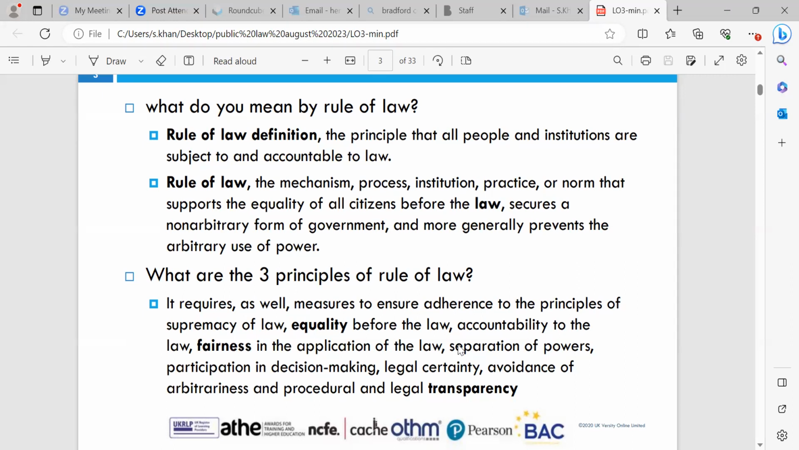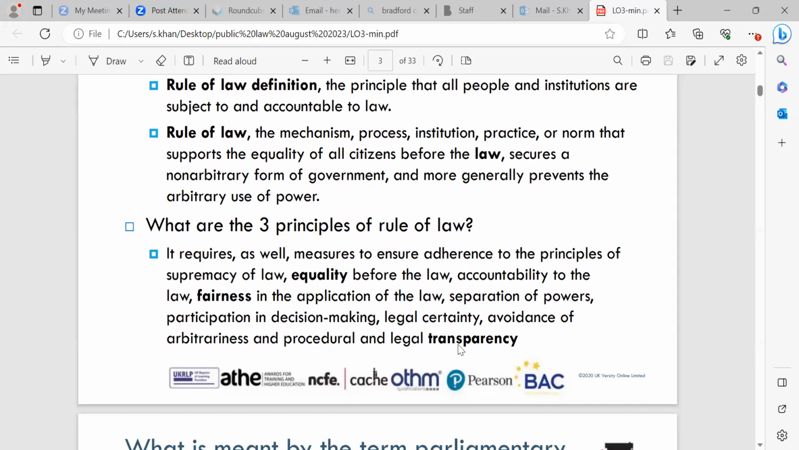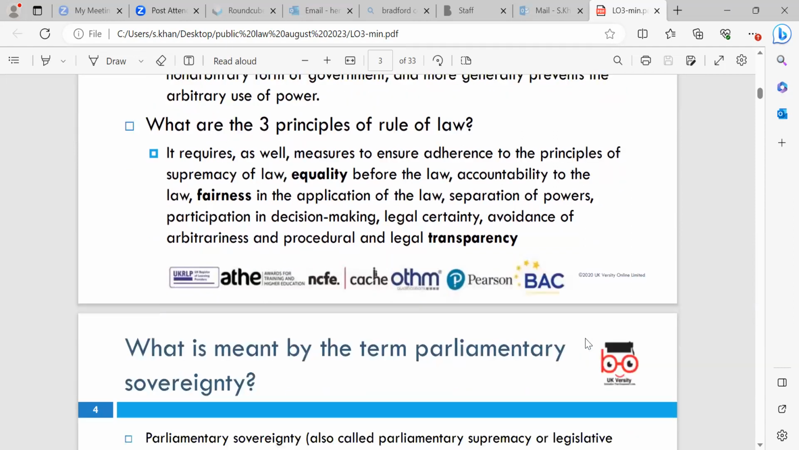What are the principles of rule of law? It requires measures to ensure adherence to the principles of supremacy of law, equality before the law, accountability to the law, fairness in the application of law, separation of powers, participation in decision-making, legal certainty, avoidance of arbitrariness, and procedural and legal transparency.